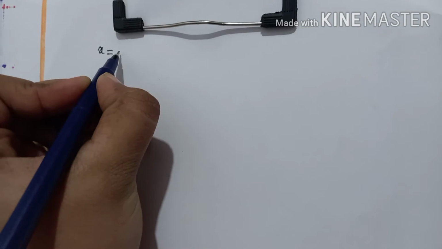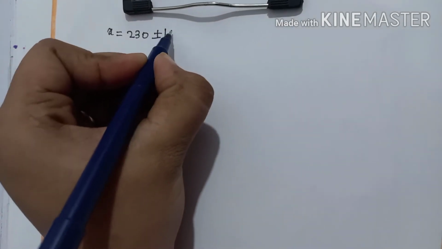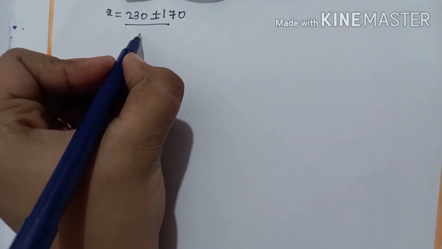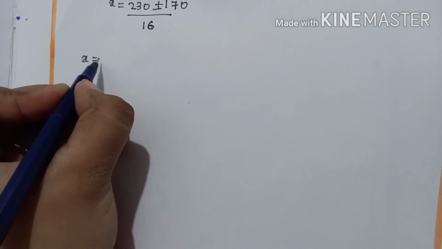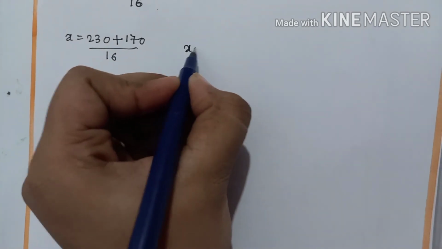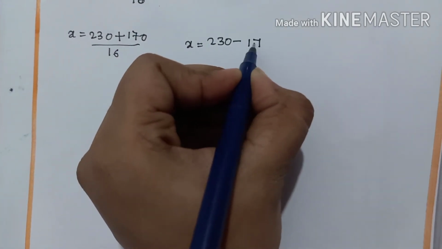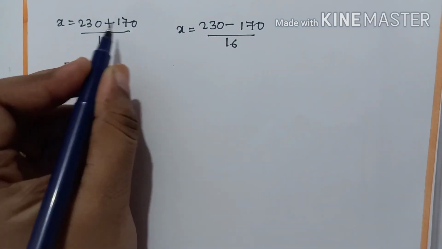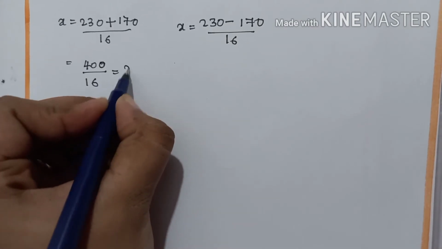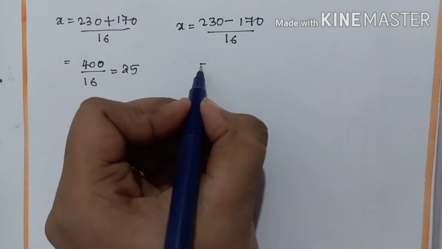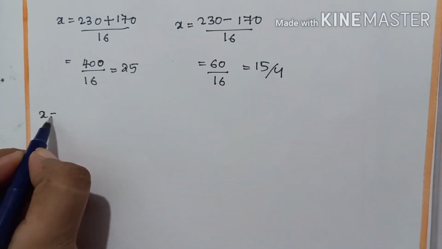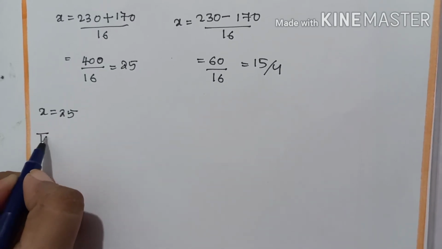Now we have x equals 230 plus or minus 17 into 10 is 170, by 2 into 8, which is 16. So 230 plus 170 by 16, and also 230 minus 170 by 16. 230 plus 170 gives us 400 by 16, which is 25, and 230 minus 170 gives us 60 by 16, which is 15 by 4. Now taking x equals 25.